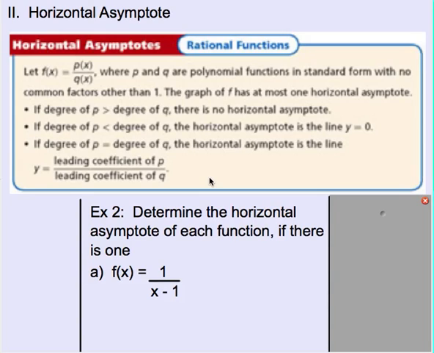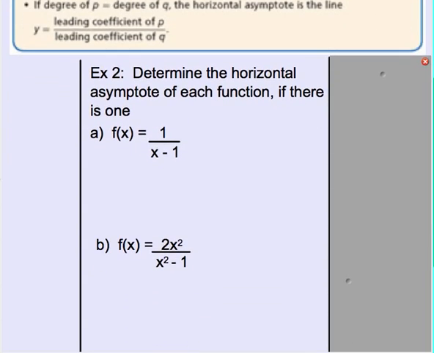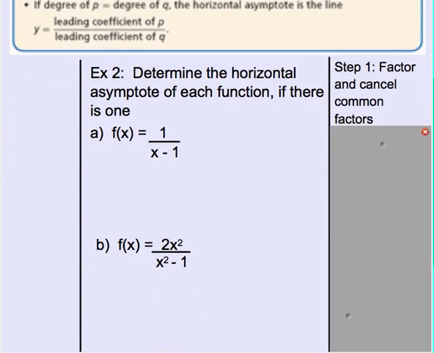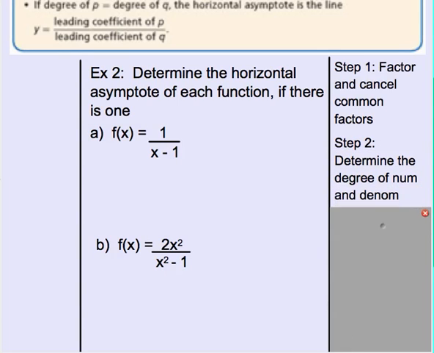So now we're going to take a look at horizontal asymptotes. So I have this chart here again to remind us of the different conditions for horizontal asymptotes. Starting with our first example. Again, if there are any common factors, get rid of them. Our first example doesn't have any. So we're going to move on to our next step.